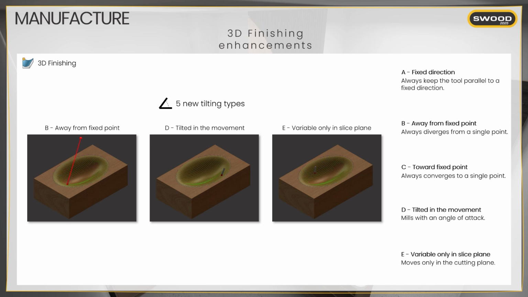These tilting types will help you to have the best machining possible, also by using the tool with the right angle. You can set if you want to use the tool from the bottom, from the edge, with the right cutting length, etc., and especially the right angle.